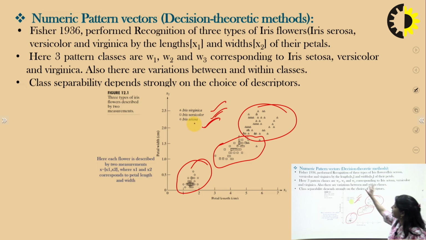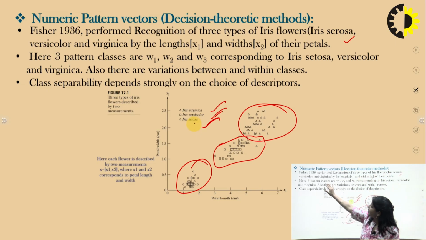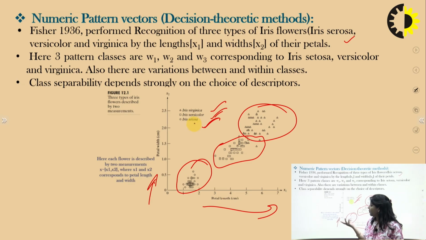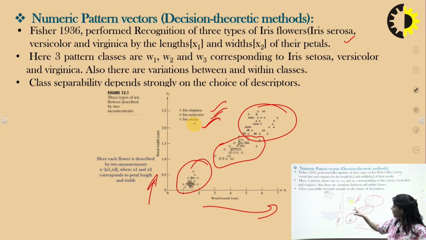Fisher in 1936 performed the recognition of three types of iris flower: Iris setosa, Iris versicolor, and Iris virginica, using length x1 and width x2. This is the length and this is the width. So we have the features, and class separability depends strongly on the choice of the descriptor. So we have to find the separators here. How can we separate this?